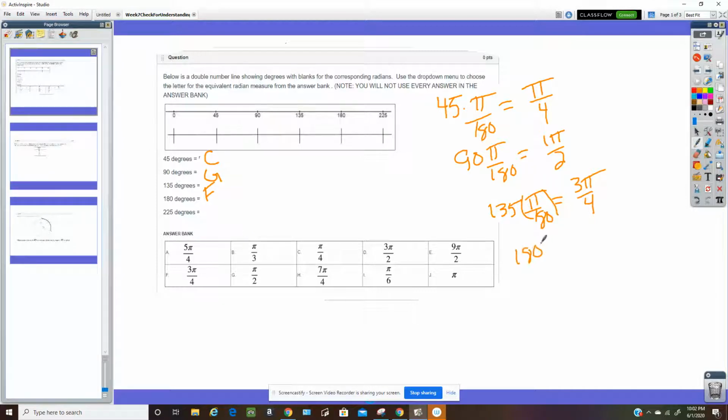Then 180 times pi over 180. Those just cancel. You get pi, which is letter J. And then 225 times pi over 180. 225 divided by 45 is 5. So you get 5 pi over 4. 5 pi over 4 is A.